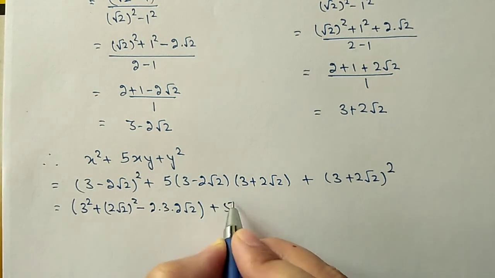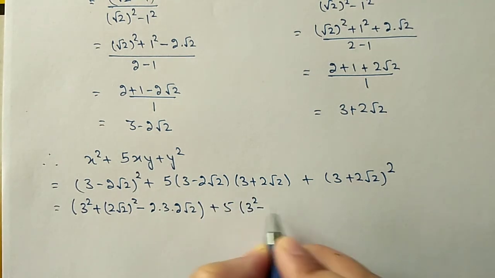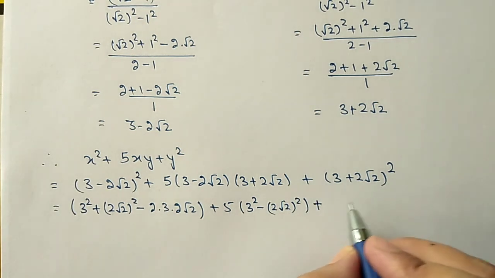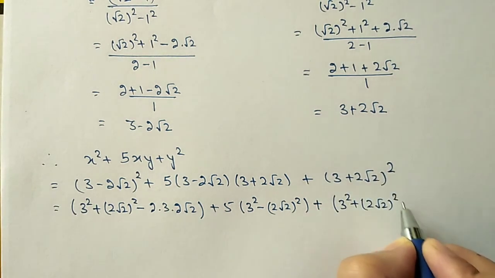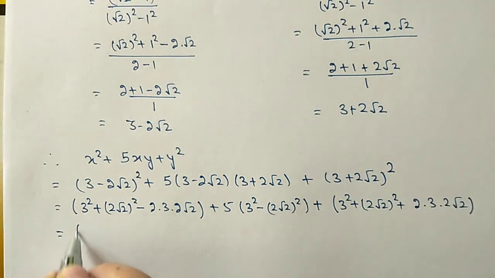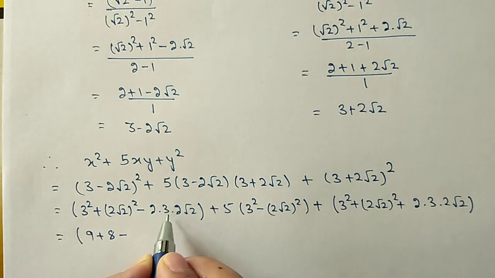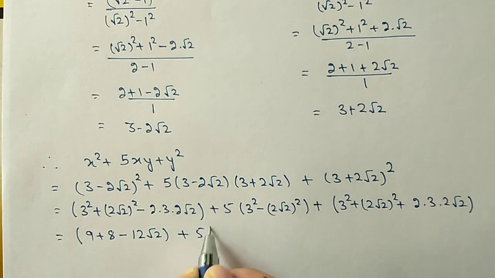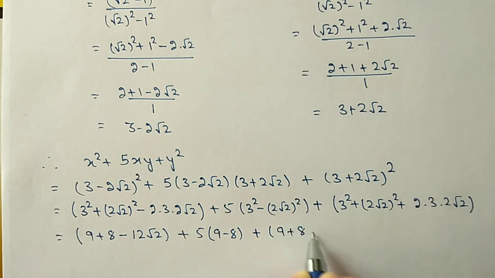Here in second one 5 we will keep as it is, a plus b into a minus b. So it will become a square minus b square. And this third one we will use a plus b whole square formula. A square plus 2 root 2 whole square plus 2 into 3 into 2 root 2. After squaring it will become 9 plus 8 minus 2 into 3 is 6, into 2 is 12 root 2. Here 5 in bracket 9 minus 8, and this third bracket 9 plus 8 plus 12 root 2.